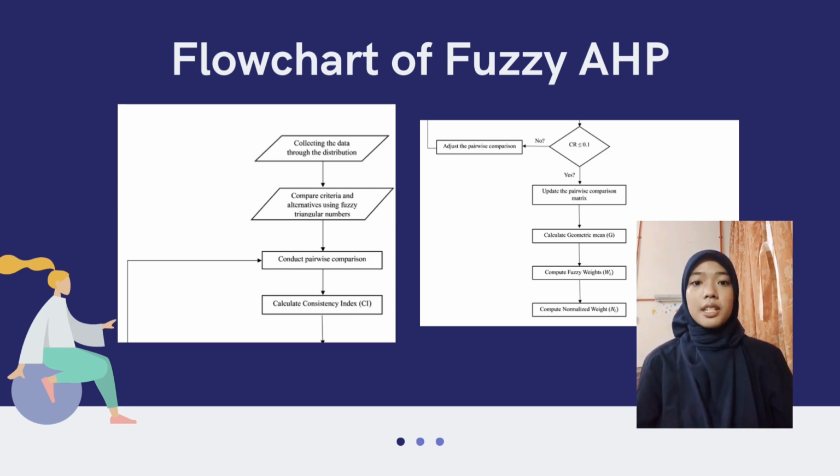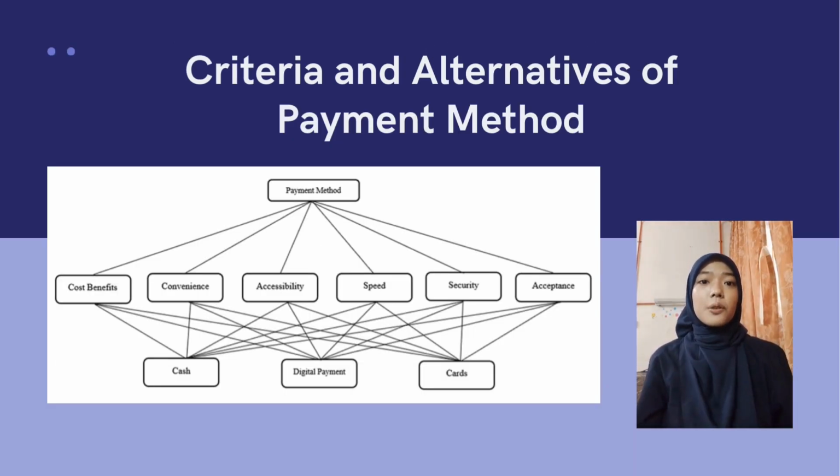Now, let's move on to the next slide, which illustrates the criteria and alternatives for selecting a payment method. This figure represents a decision-making model where different payment methods, cash, digital payment, and cards, are evaluated based on several criteria. Each payment method is evaluated against these criteria, and their strengths and weaknesses are analyzed to determine the most suitable option depending on the user's need. This structured approach using fuzzy AHP helps communities or individuals make better payment method decisions by considering multiple factors in a systematic manner.